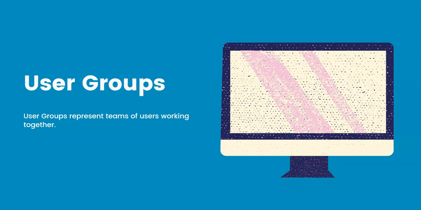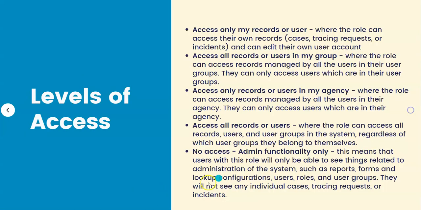However, what the users in the group can see is governed by the breadth of data set in this role. User groups are used to create teams of users and allow different levels of access to records within the group. Access to records within a user group is determined within the role. These are the different variations.